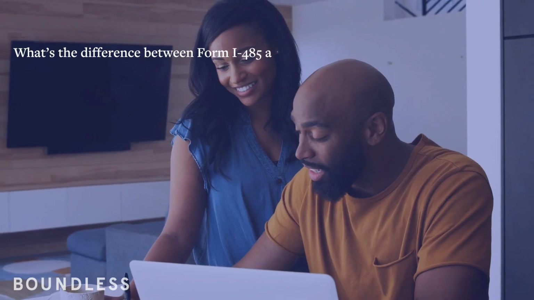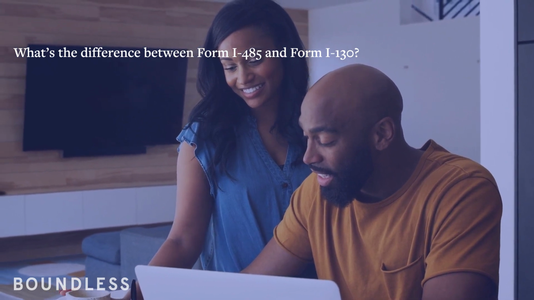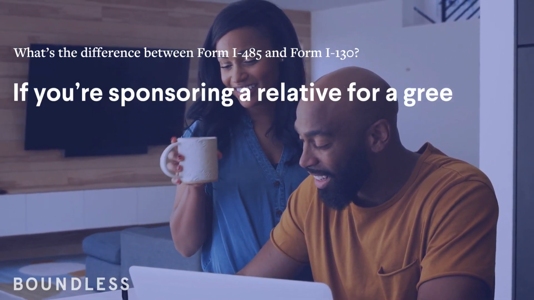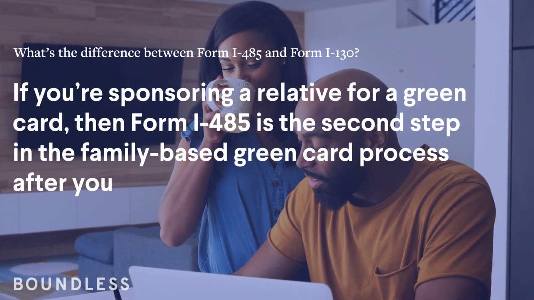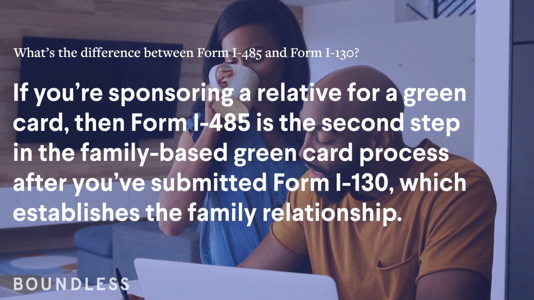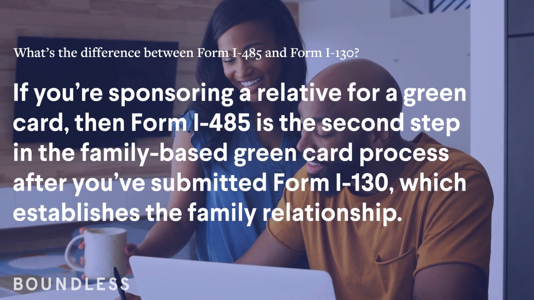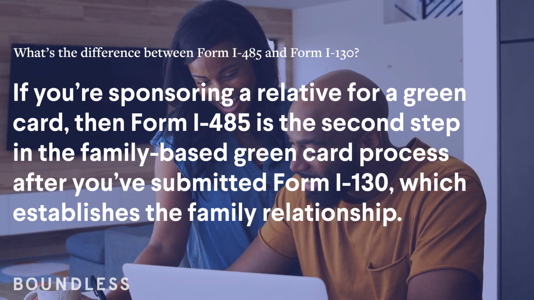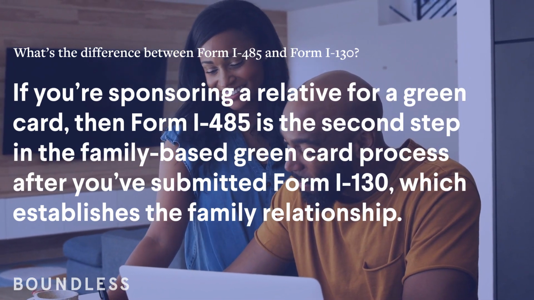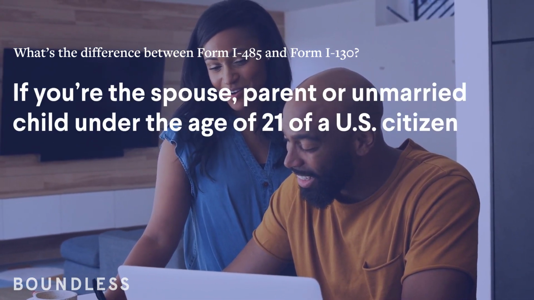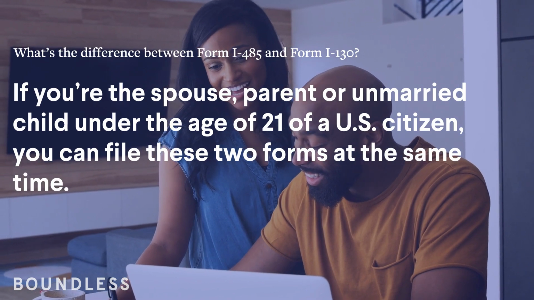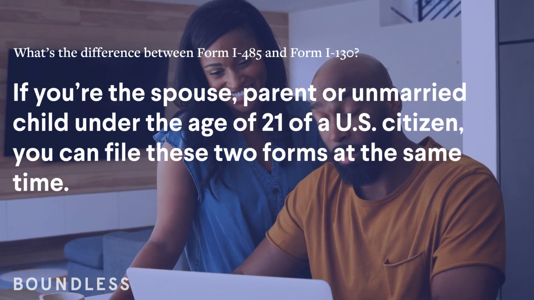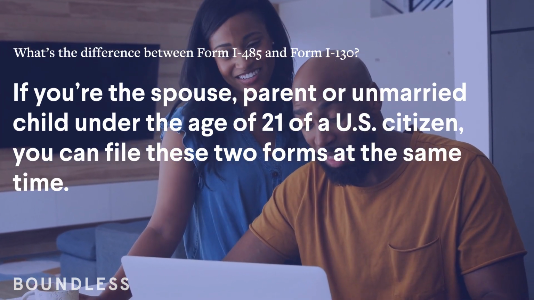What's the difference between Form I-485 and Form I-130? If you're sponsoring a relative for a green card, then Form I-485 is the second step in the family-based green card process after you submitted Form I-130, which establishes the family relationship. If you're the spouse, parent, or unmarried child under the age of 21 of a U.S. citizen, you can file these two forms at the same time.